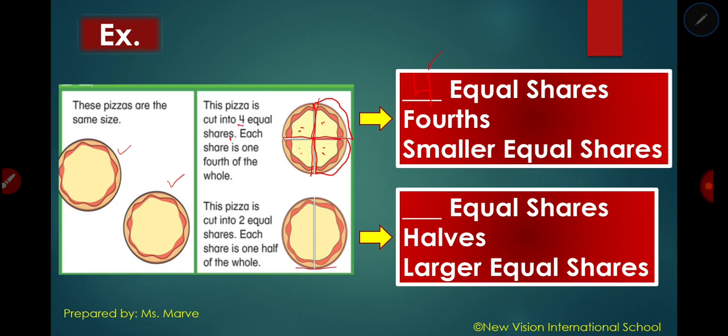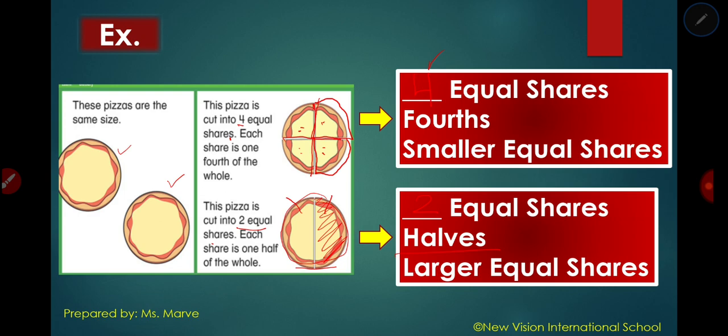How about down here? This pizza is cut into how many? Count it. 1, 2. So 2 equal shares or 2 equal parts with the same size. And each share is 1/2 of the whole. If you are going to eat this one, you actually eat the 1/2 or half of the whole pizza. Okay? So you can write here how many equal shares? 2. And you can read this one as halves.